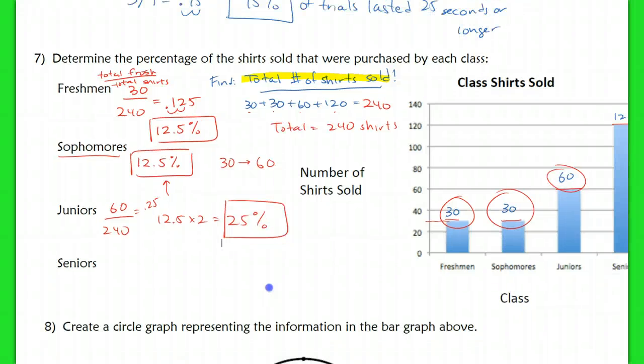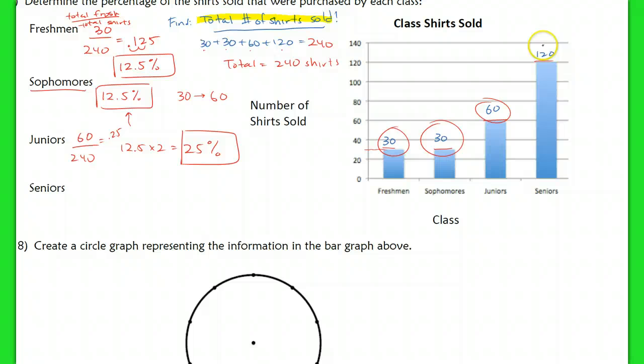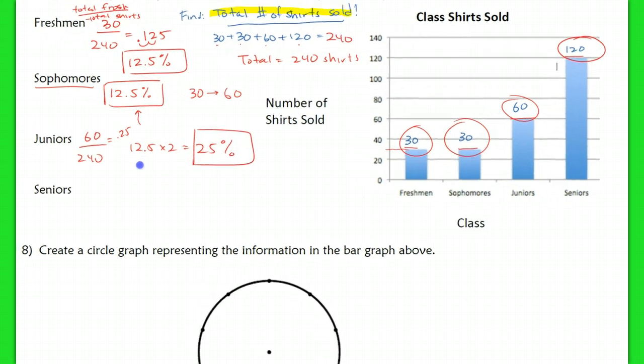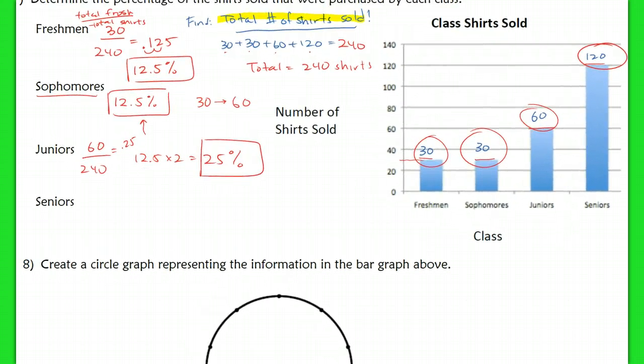And then the seniors, let's use that same trick. The seniors had 120 shirts sold. So if we were not using the trick, I would use 120 divided by 240, because that's the total number of senior shirts divided by the total number of shirts in general, and I would get 0.50. So I can move that decimal 2 spots over.